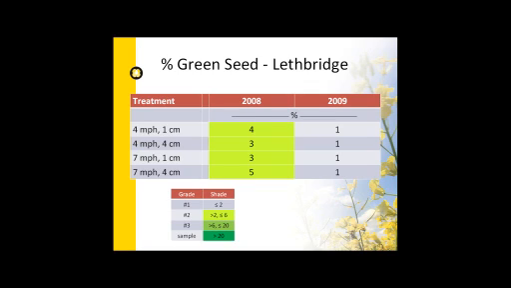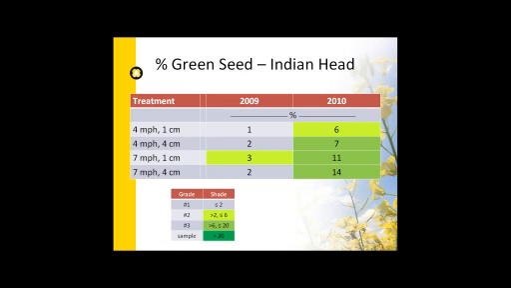In 2009, we see that those different treatments are all grading number 1. Probably the interesting one is Indian Head here, where by doing it right, at the right depth, we get a number 1. By changing things up, going to 4 miles an hour versus at 4 centimeters, we go to a grade 2. 7 miles an hour at 1 centimeter, go to a grade 3 and back to a grade 2 again.